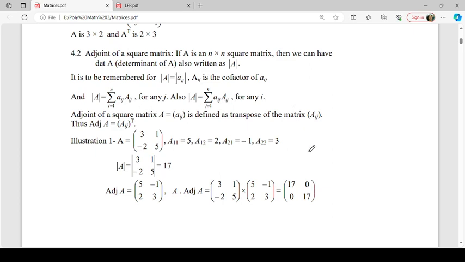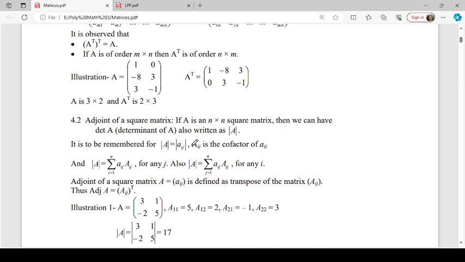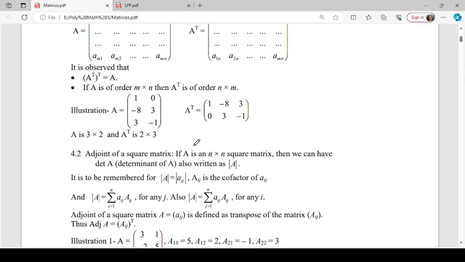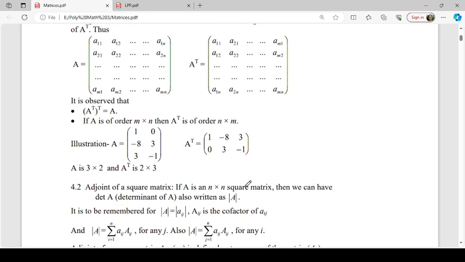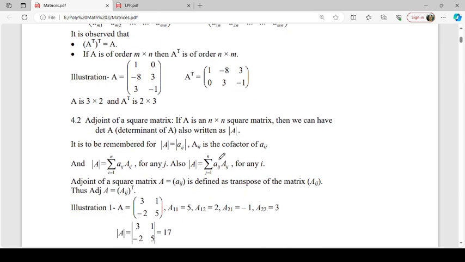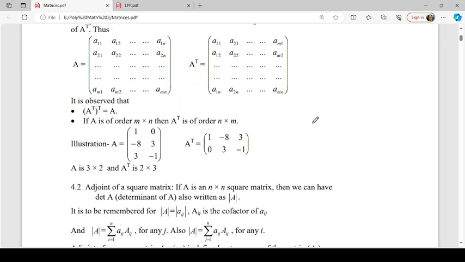Cofactor means, cofactor of an entry is what? If it is a square matrix, then the cofactor is: we omit the ith row and jth column, and then that n minus 1 order determinant will be the cofactor of a_ij, this small a_ij. This is capital A_ij. So this is the cofactor, for the adjoint of a square matrix. So we remind ourselves of this cofactor.